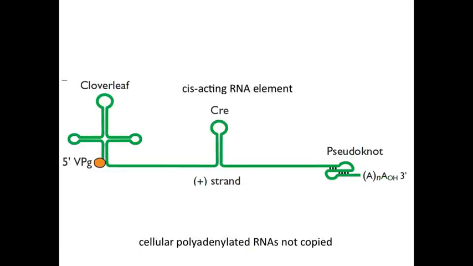These are believed to be signals to tell the RNA polymerase to replicate this molecule, because we know that in an infected cell, no cellular RNAs are ever copied by the polymerase. As soon as that polymerase is made, it goes right for viral RNA. So there must be some signal there, and that makes sense, of course. You don't want the polymerase copying cellular RNAs. That would be a waste of time. So these signals, this cloverleaf, the Cre, and the pseudoknot, probably make the polymerase specific for the viral genomes.